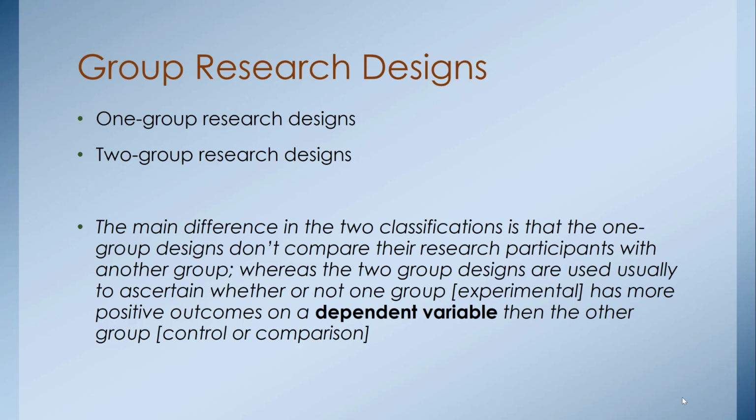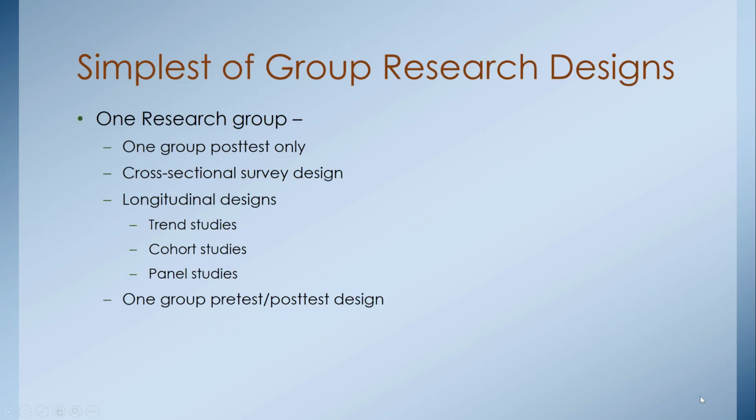So this is where we look at comparing the groups on that dependent variable to determine if the intervention had any impact on that dependent variable. Obviously, the simplest of group research design is going to be the one research group. You're just going to have one group. And in that one group, you may do a one group post-test only. You can do, again, that cross-sectional survey design where we actually implement a survey of a group of individuals. This is now considered a group research design.